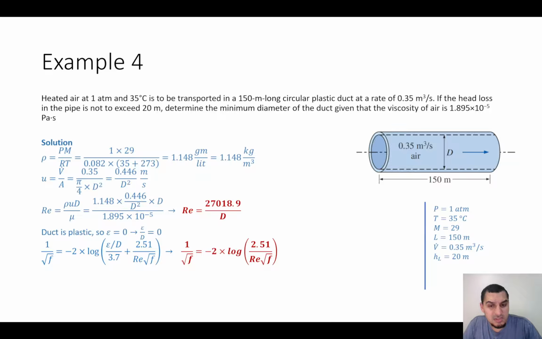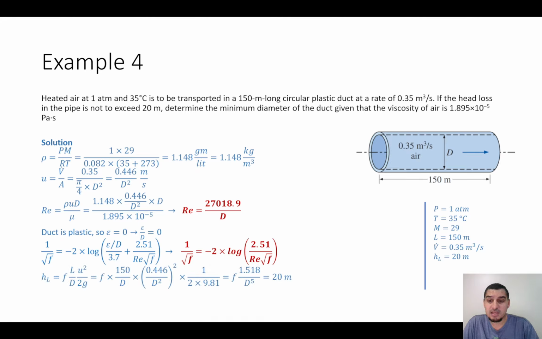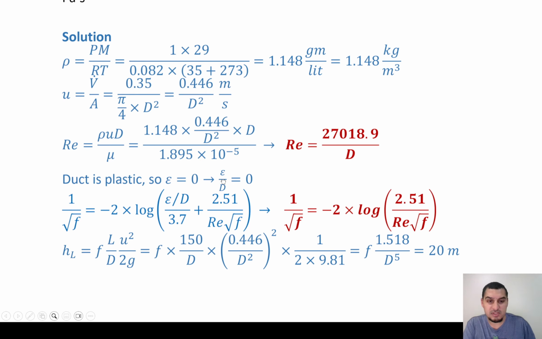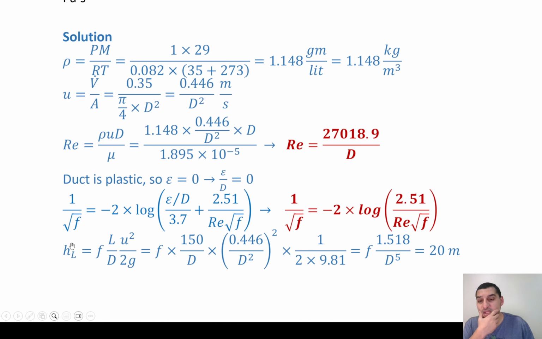Now we have equations for everything except for the losses, so we can write the formula for the losses, and we know that H loss is f L over D times U squared over 2g. Now this is a very important equation, and I want to focus here more on the last equation that we have. You see here that H loss is inversely proportional to the diameter power 5. This is a very important point.